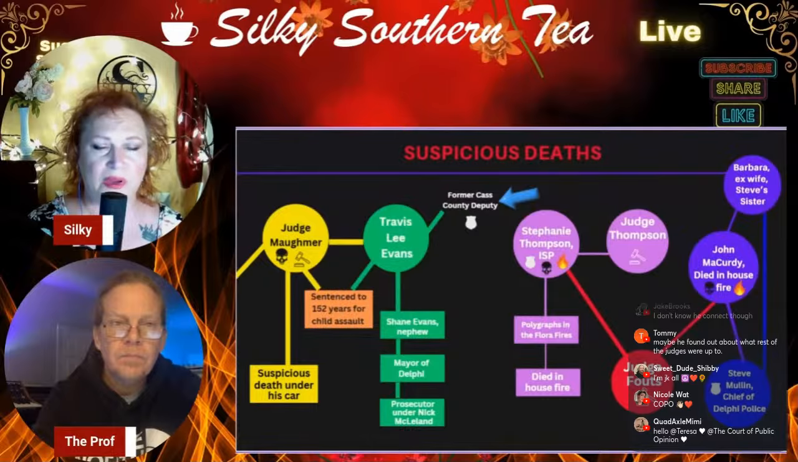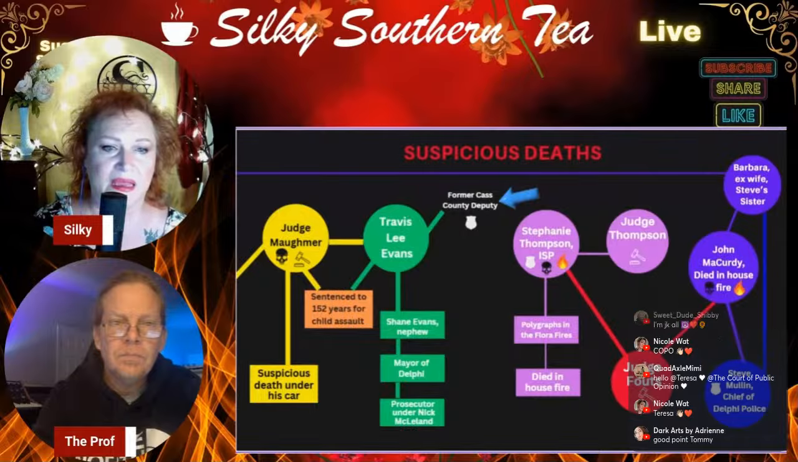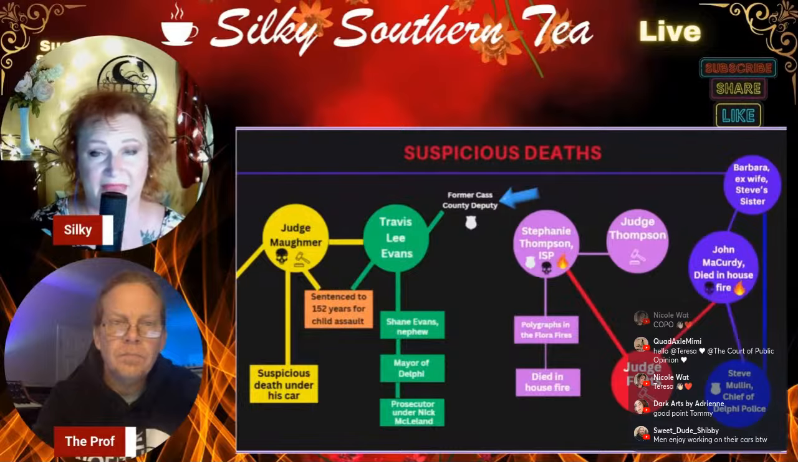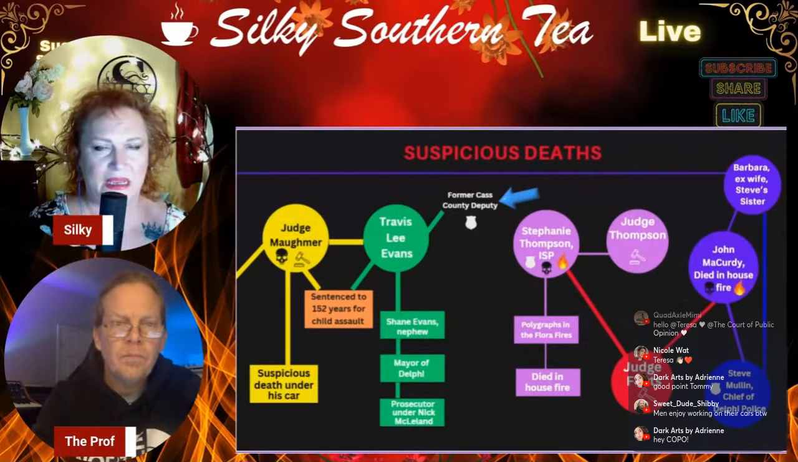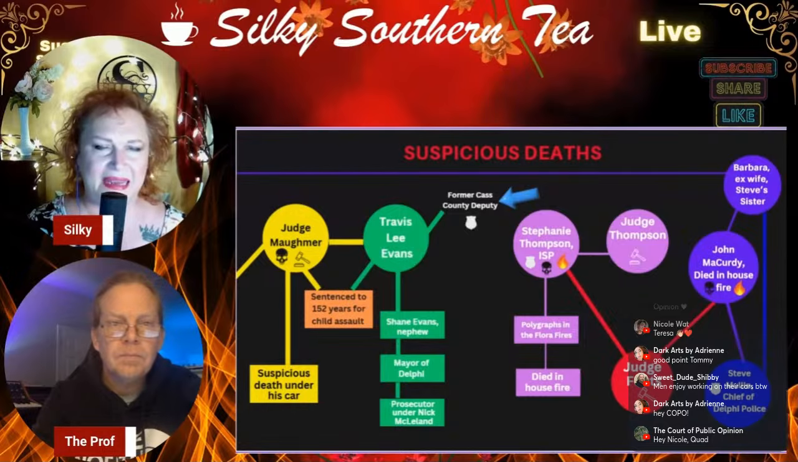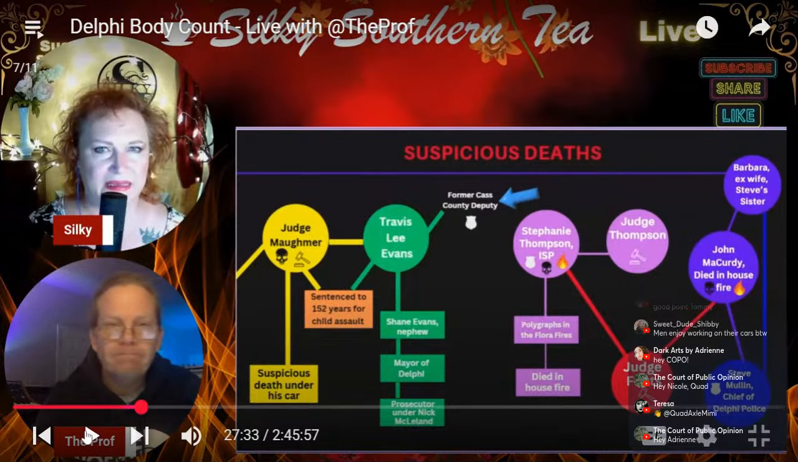And Judge Mothmer wanted to make a statement. He really wanted to come against this. And so he sentenced Tracy Lee Evans to 152 years for child SA. That's a lot of years. Now, what has this got to do with anything? Well, as it would happen, Tracy Evans has a nephew named Shane Evans. Shane Evans, at the time of Abby and Libby's death, was the mayor of Delphi. Now, Shane Evans works for the prosecutor, Nick McClellan.